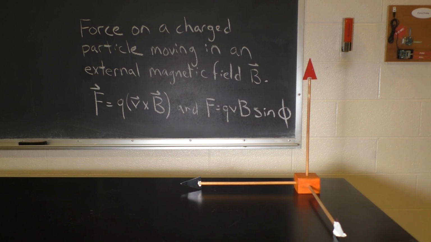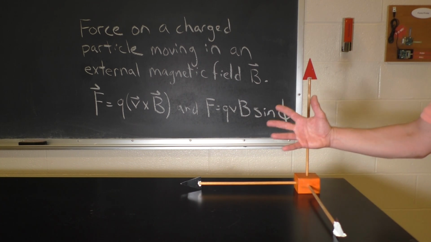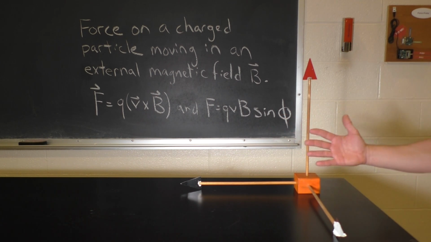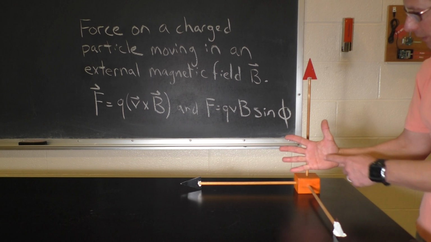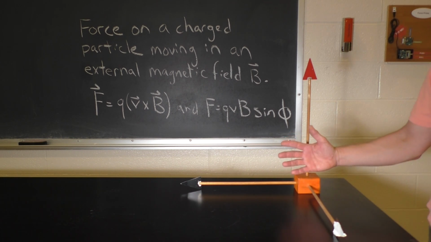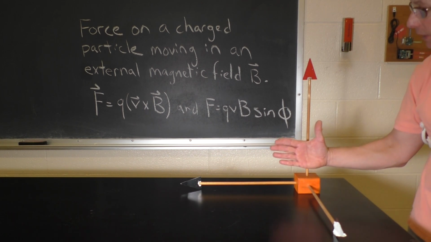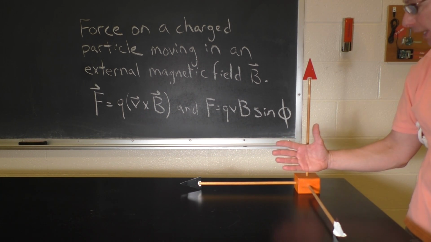Well, again, I can use my right-hand rule. Let's just do one variation of the right-hand rule. My thumb is going to point in the direction of the velocity vector v. My fingers are going to point in the direction of the magnetic field B, and my palm is going to point in the direction of the force F. So if I know any two of these three, I can figure out the third one, remembering that if the charge is negative, I just reverse my answer.